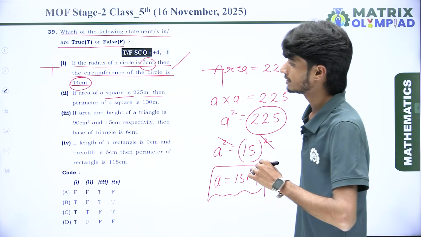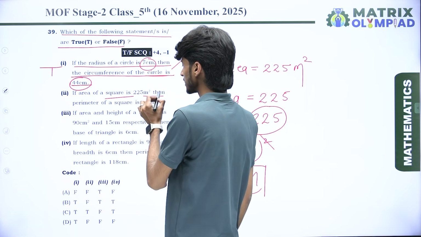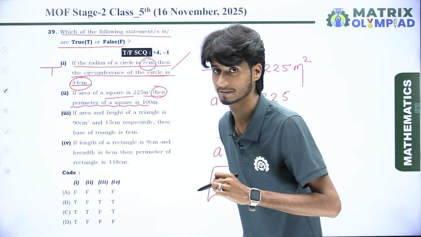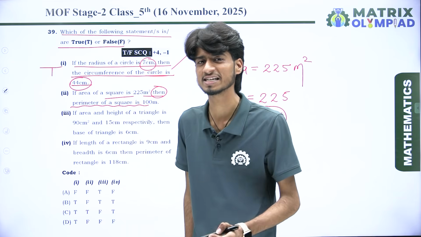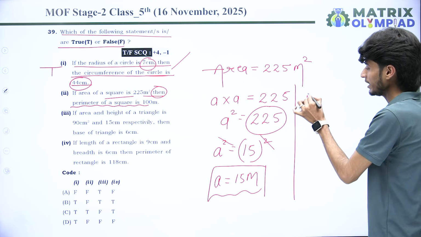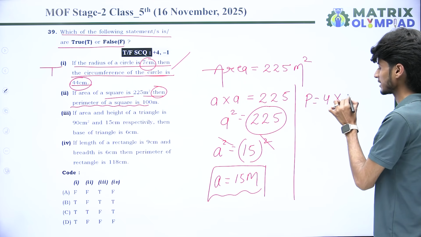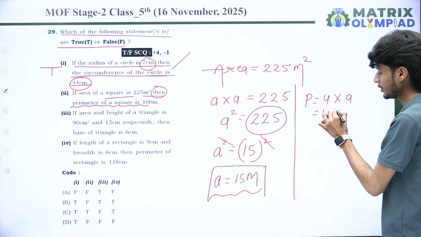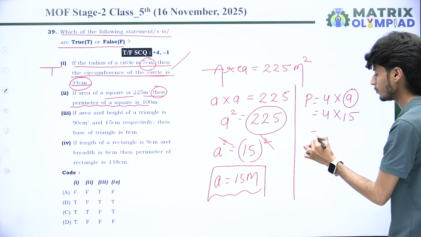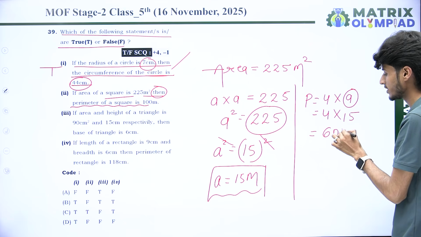Now the next statement: the perimeter of the square is 100 meter. Okay, tell me what is the formula of the perimeter of a square? We know very well. Perimeter is equal to 4 multiplied by side. Whenever you put the value of side, which is equal to 15, you get 4 multiplied by 15. The resulting value is 60 meter.